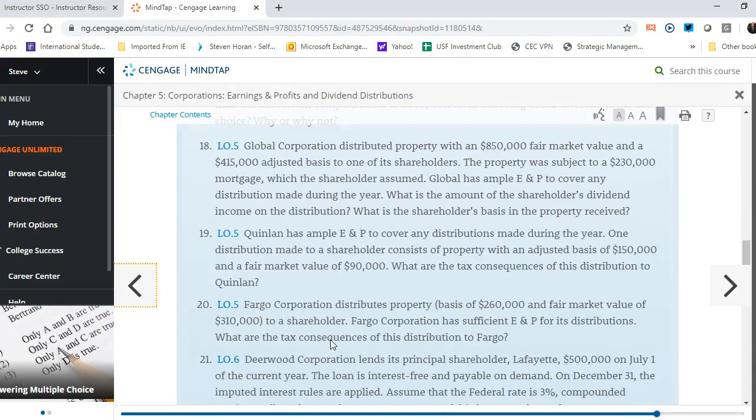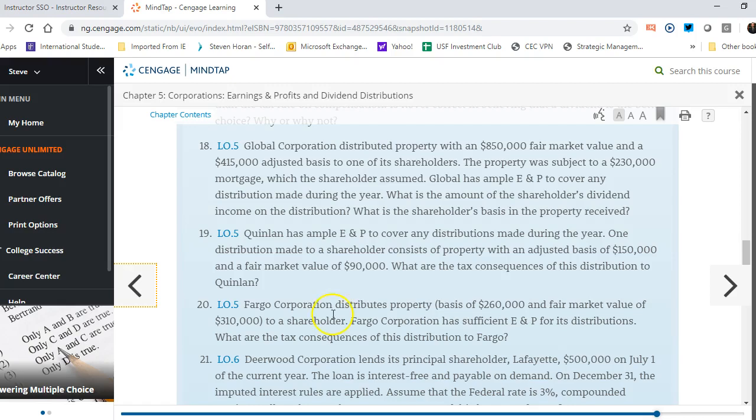Okay, the next one's question 18. And with question 18, it says here, Global Corp distributes property worth $850,000 fair market value, with a $415,000 adjusted basis, to one of its shareholders. The property was subject to a $230,000 mortgage. Shareholder assumed it. Global had ample E&P to cover any distribution made during the year.